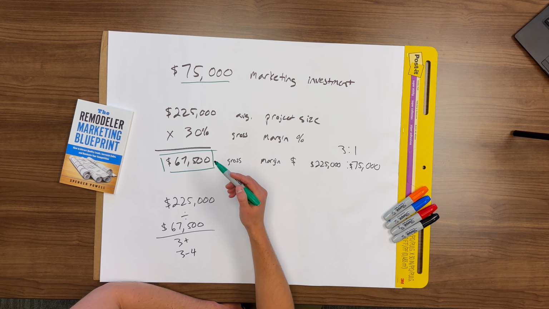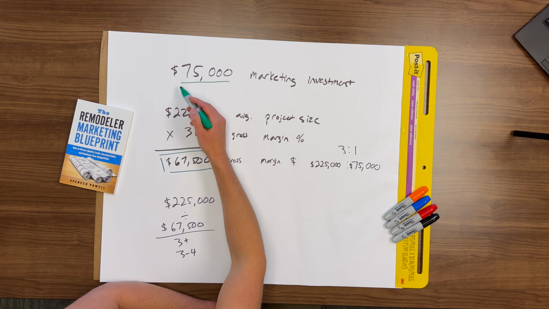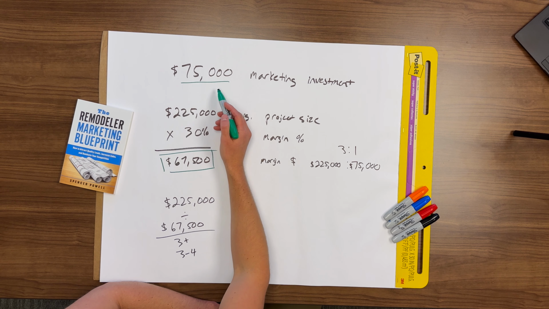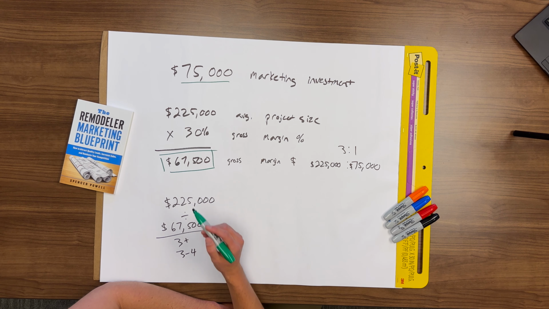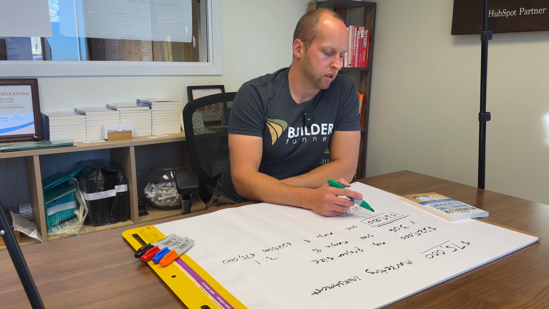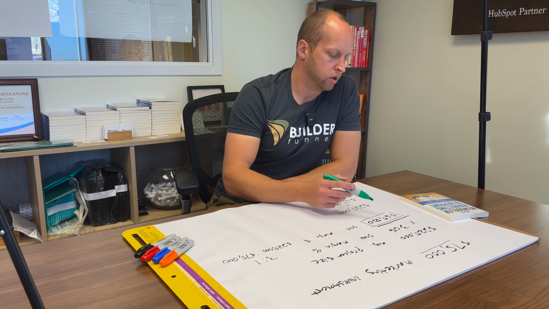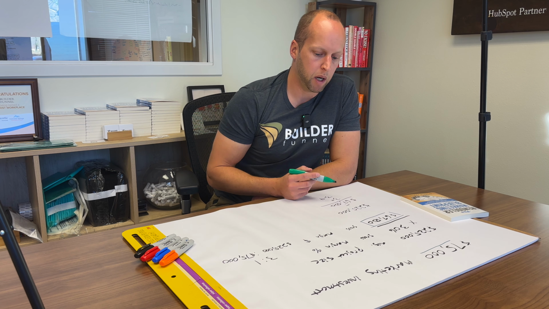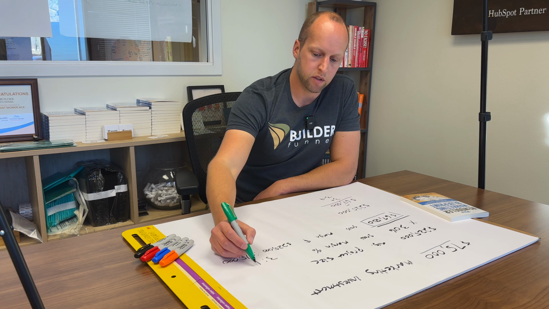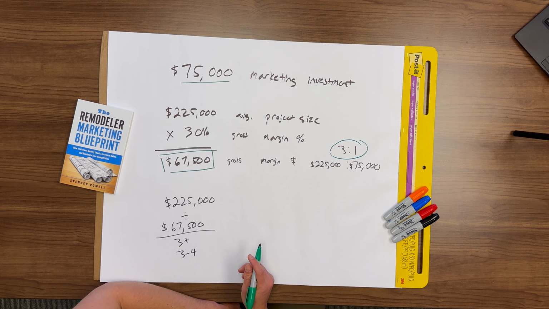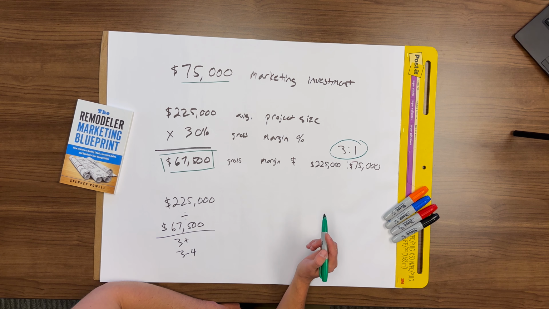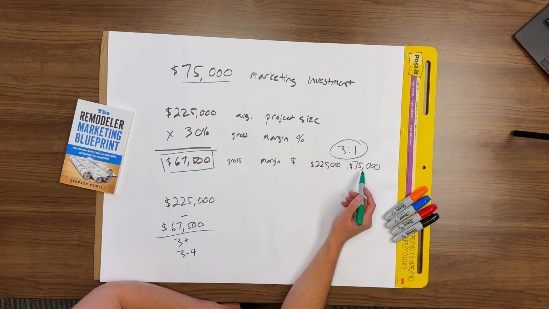And so we need to clear this investment, because this is an overhead investment. We need to clear that in gross margin dollars. One project doesn't quite get us there. Two projects will clear it, but that's probably not ideal. What we really want to see is this 3-to-1 or more ratio. That means if we invest $75,000, that's our marketing investment, we want to see 3 times that in gross margin. Remember, this is gross margin dollars.